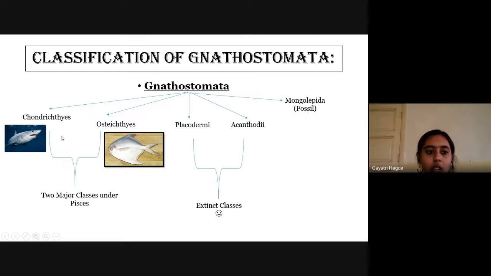Any doubts? Chondrichthyes includes only cartilaginous fishes. This is the class of cartilaginous fishes. They don't have bones in their body. They have cartilage. They have an endoskeleton of cartilage. And these are bony fishes. Osteo means bones. So in bony fishes, the skeleton inside is made up of bones. Any doubts? We will go to these three classes, so you will understand the meaning.